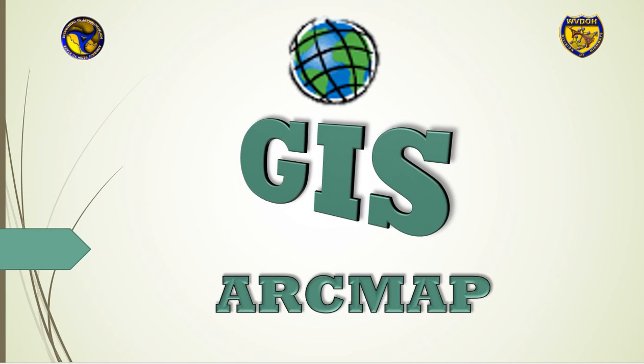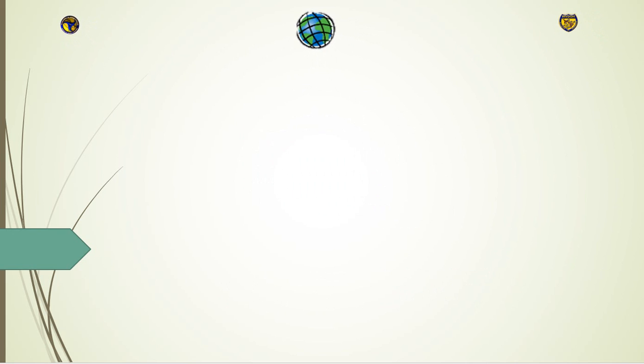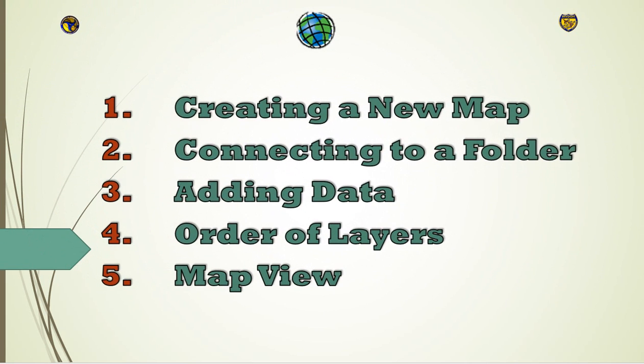Okay, this is going to be the beginning of a tutorial for ArcGIS using ArcMap. This is version 10.5.1, but the versions usually don't change a whole lot. We're going to start out with creating a new map, then go to connecting to a folder, which you'll have to do in order to add data, which is next.